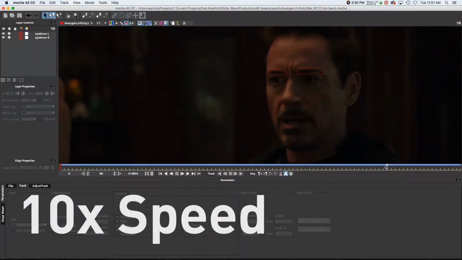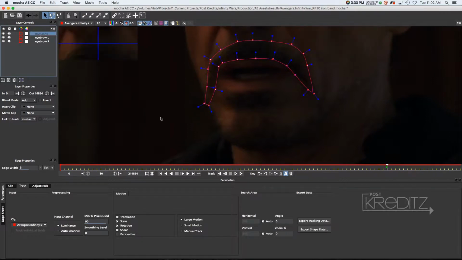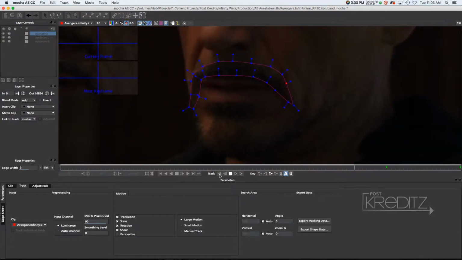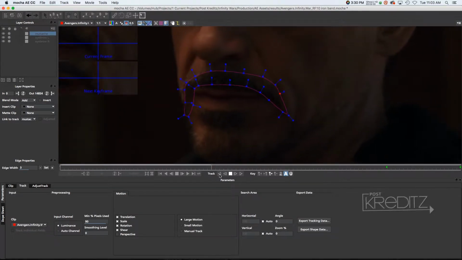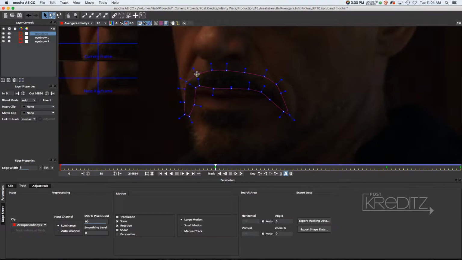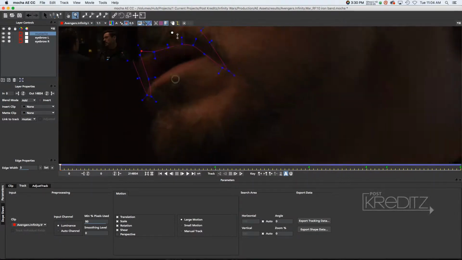This is at 10 times speed. You are seeing what's called a planar tracker. I consider myself a novice or beginner using Mocha. So if you are an advanced user, even intermediate, and see some mistakes of mine, feel free to leave some tips in the comments section.